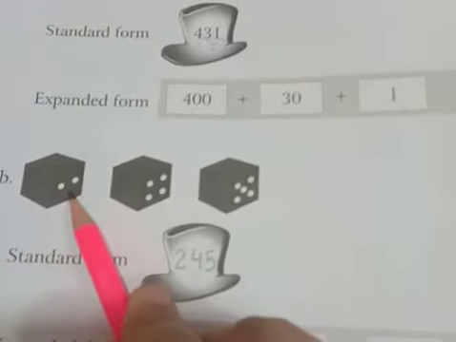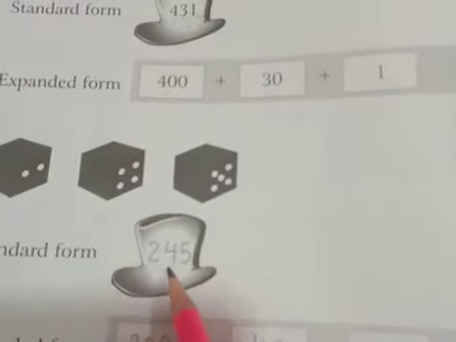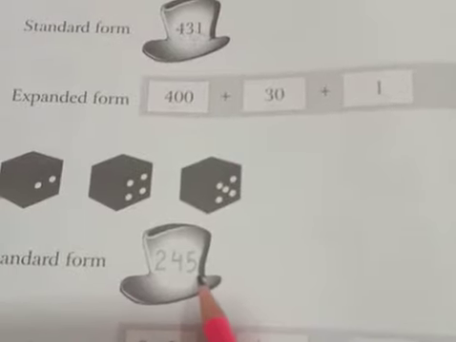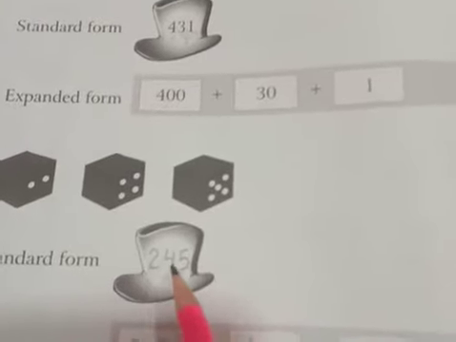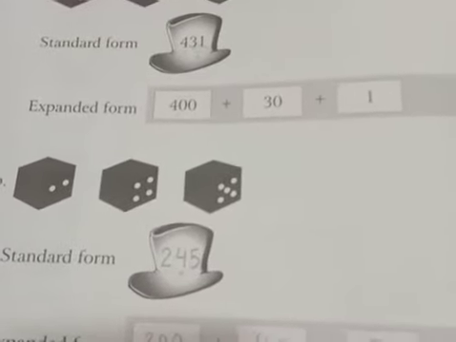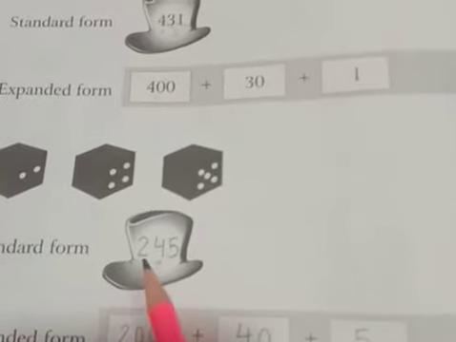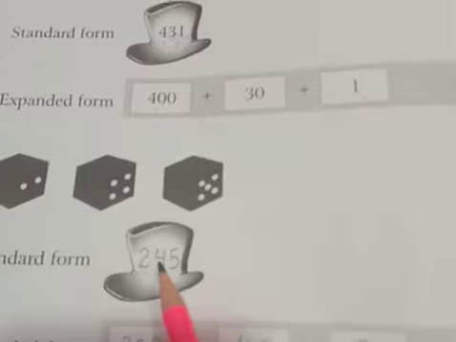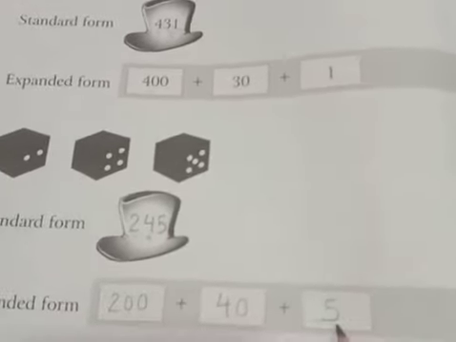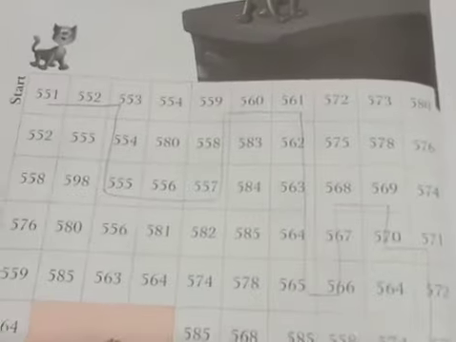One more I'll explain to you. 2 is here on the first dice. It is at the hundreds place. So 2, then 4, then 5. You will be getting a 3-digit number. So hundreds, tens, ones. Now this is the standard form. Now the expanded form of this number: place value of 2 will be 200. Place value of 4 will be 40. And place value of 5 is 5 only. Okay children? In this way, you have to do question number 13 on pages 38 and 39.